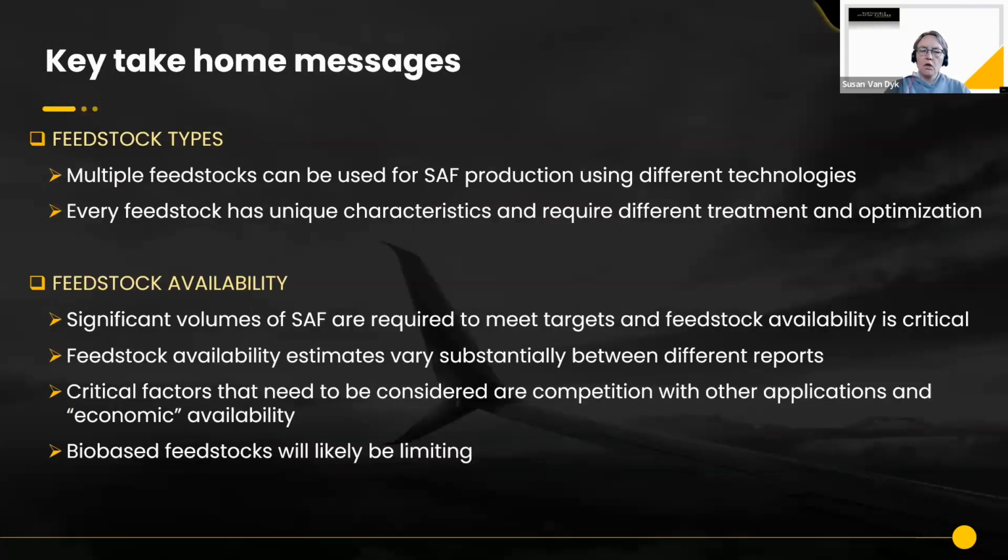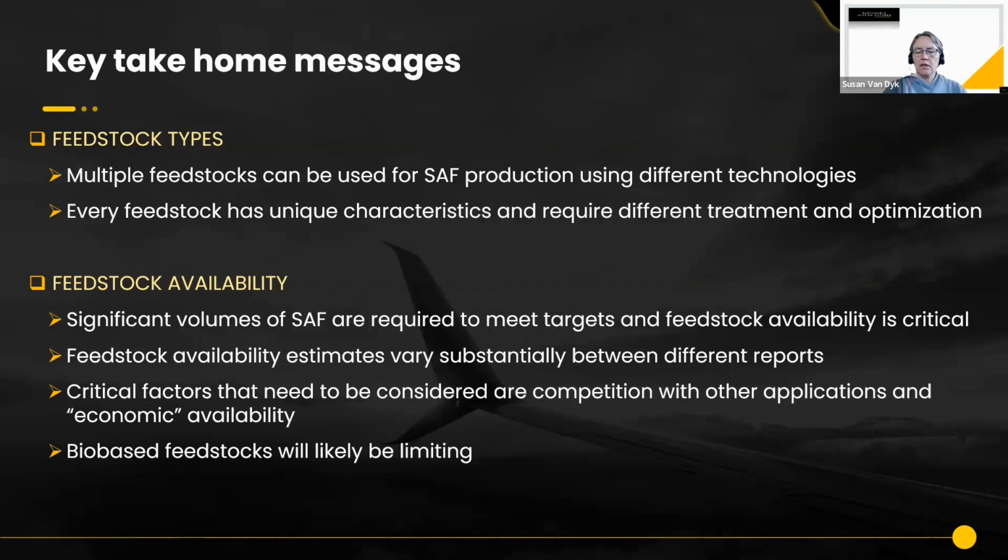So when we look at feedstock types, what we need to understand is that we have multiple feedstocks that can be used, and these are ideally suited to different types of technology pathways. And each feedstock has unique characteristics and requires different treatment and optimization. And when we look at feedstock availability, we realize that we need significant volumes of SAF to meet 2050 targets, and therefore it's critical to know what the feedstocks are and their availability.